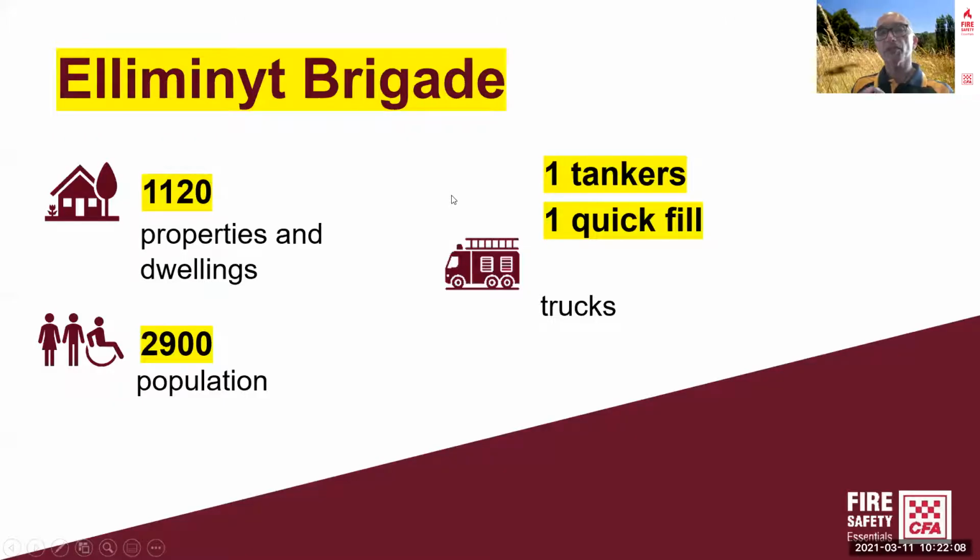Let's move on. What does this really mean for your brigade? Elliminyt has at its disposal a very hard-working brigade of very conscientious team members that work 24/7 to maintain the safety of their township, of their locality. At their disposal, they have one tanker and one quick fill. At this point, we pose that very rhetorical question about, well, how realistic would it be and how confident would you be to expect the brigade with its resources at your drive, at your home, on your farm, at your business on a bad fire day? Bearing in mind that this brigade has to service a population of almost 3,000 people and over 1,100 properties.